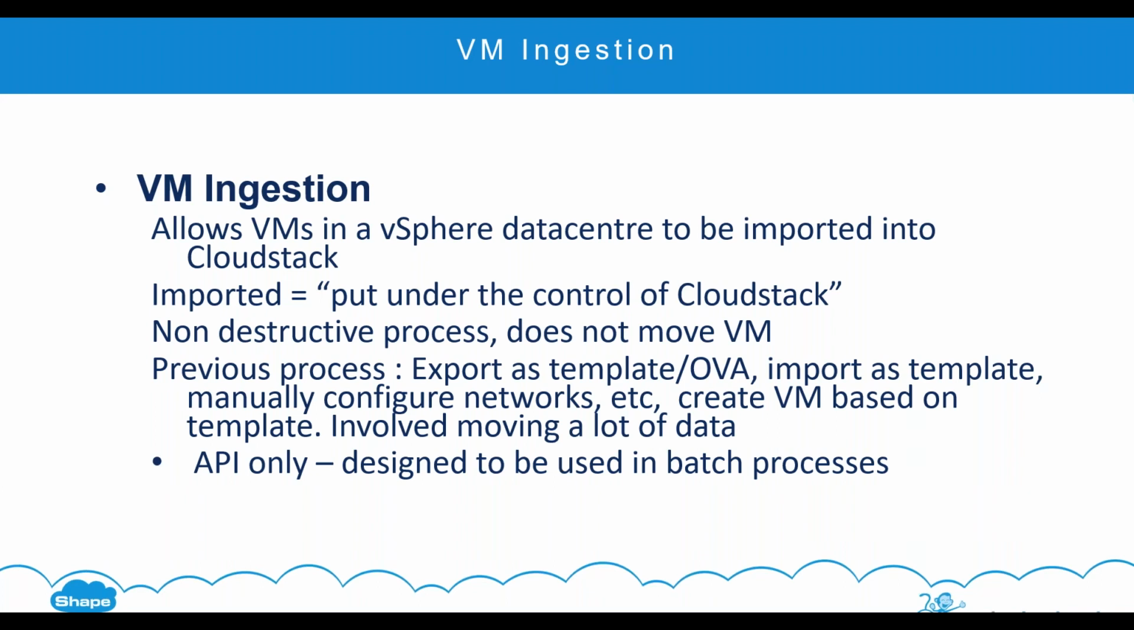If you think of that compared to the previous process, which would be exporting template OVAs, importing as a template into CloudStack, doing all the networks, doing the service offerings, then creating a VM based on that template, it is a very long-winded process. This is now a single API command to bring a VM in. And that's an important point, actually. This is API only, it's not in the UI, because by definition, people will want to batch this. They'll want to script this to do multiple VMs and whole data centers.